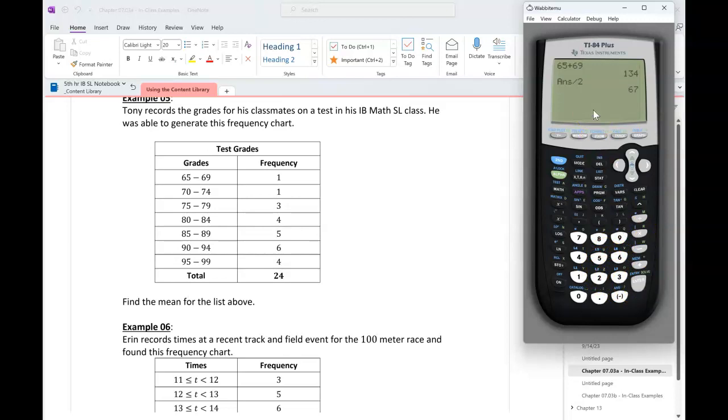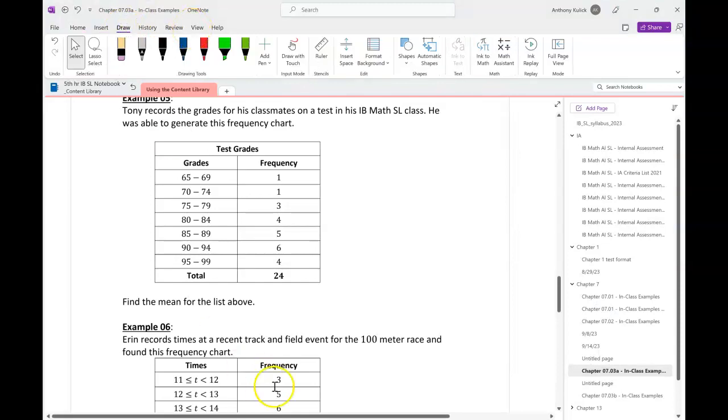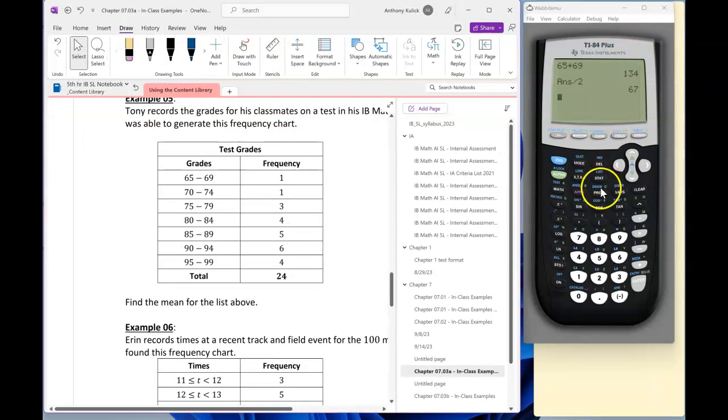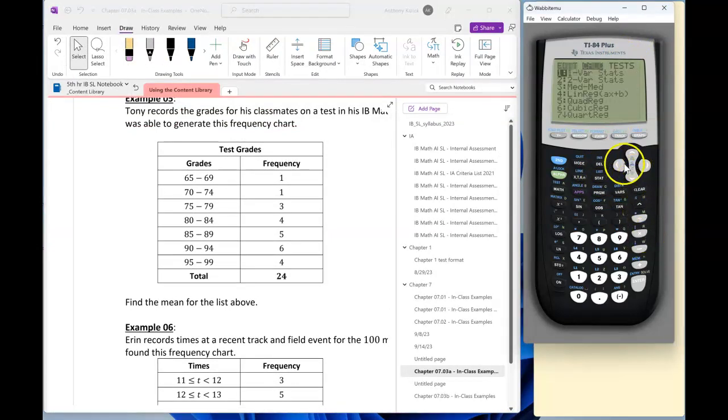Okay, so I'm going to write these down. Actually, I can just write them down into my calculator. That's probably just as easy. They're going in there anyway, right? Stat, edit. I guess these are going to be L5 and L6. So I have 67. What's the next one? 72. And the next one? Just yell them out when you know. 77. Loud and proud. There you go. Yes. Great. And then we'll do the frequencies. 1, 1, 3, 4, 5, 6, 4.